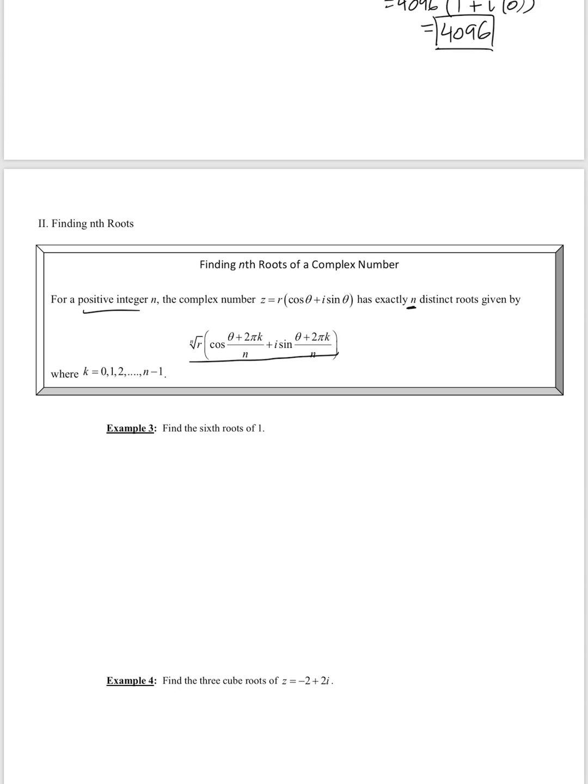And that's because adding some multiple of 2 pi, which is what adding 2 pi k is, brings us back to that same spot on the unit circle. Now, if we add that over and over again to our theta, and then divide that by whatever the n roots that we're looking for is, this formula gives us those roots.